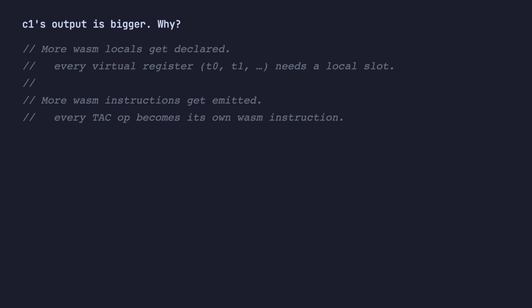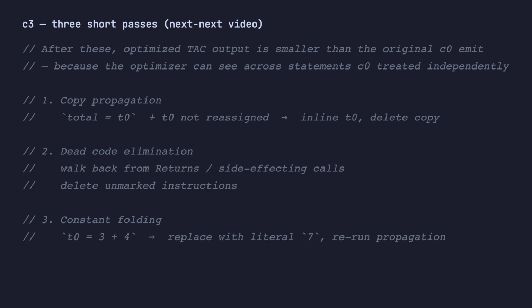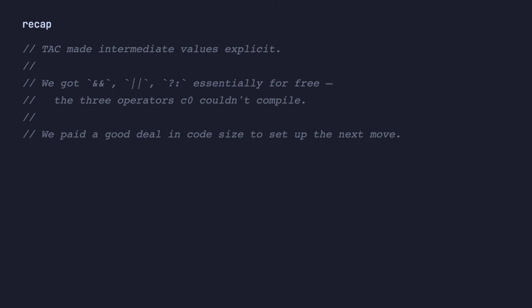But it's a step backward you have to take because the things TAC makes explicit are what the next passes operate on. In C3, I plan to add at least 3 short optimizations: copy propagation, dead code elimination, and constant folding. After those, the optimized TAC output is likely smaller than the original C0 output because the optimizer can see across statements that C0 treated independently. Okay, so let's recap. TAC made intermediate values explicit. We got logical AND, logical OR, ternary operator, essentially for free. We paid a good deal in code size to set up the next move.